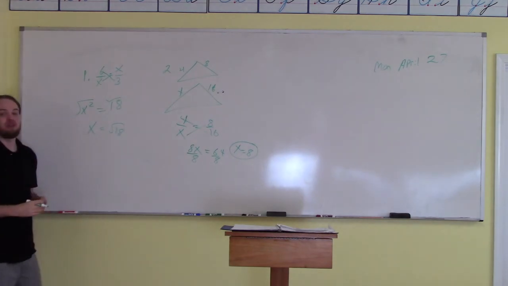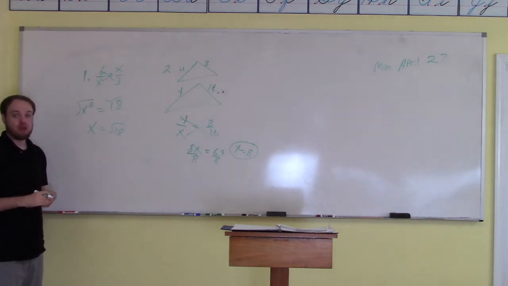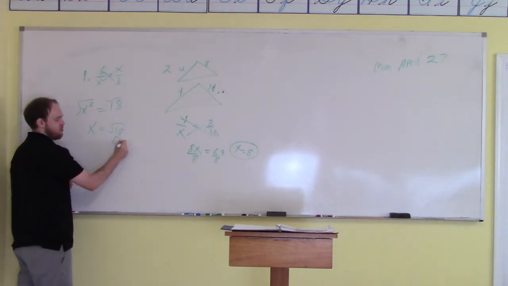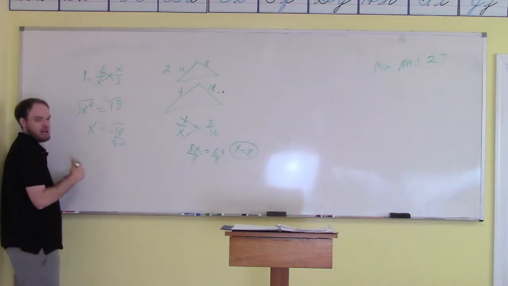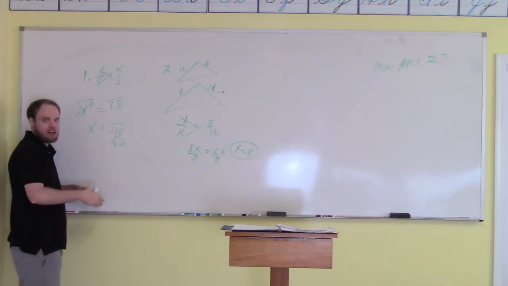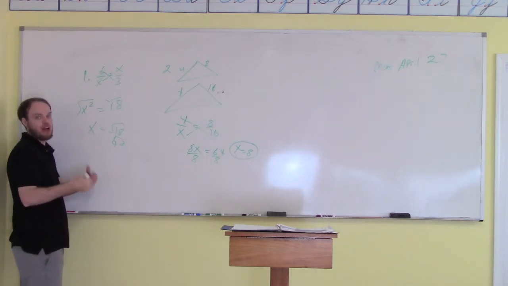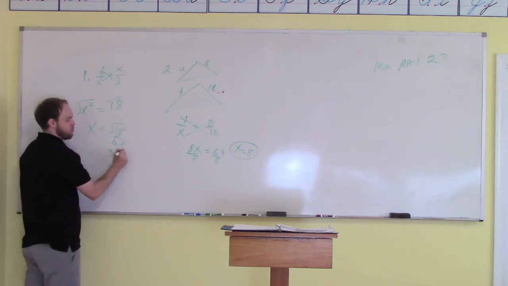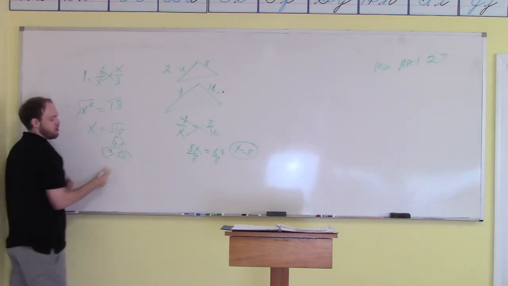You would try to simplify the radical, which would mean using factors of 18, 9 and 2. I can take the square root of 9, or you can break it all the way down to primes and then pull out the pairs. But basically that would reduce to 3 square root of 2. And so x would equal 3 square root of 2.